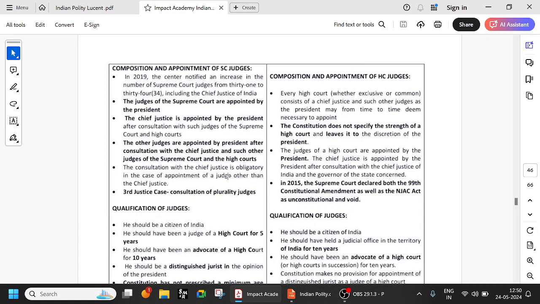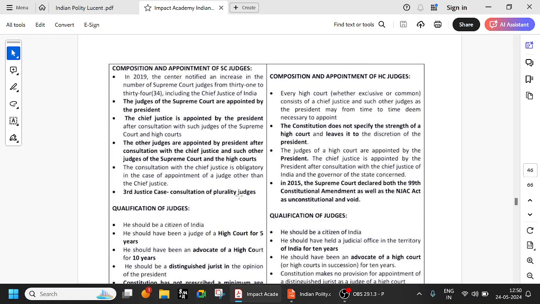The consultation with the Chief Justice is obligatory in the case of appointment of a judge other than the Chief Justice. Only in the case of appointing the Chief Justice can you not consult him. In all other cases, you have to take the consultation of the Chief Justice.